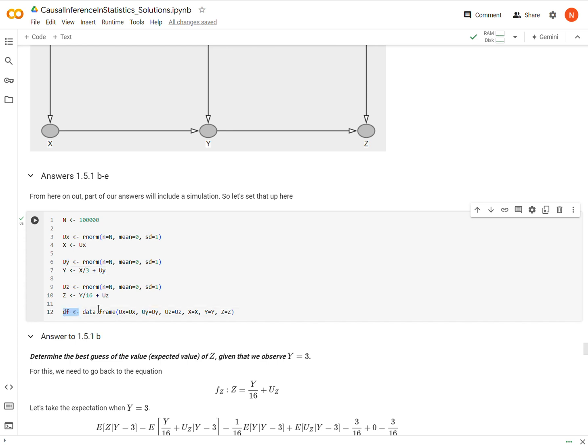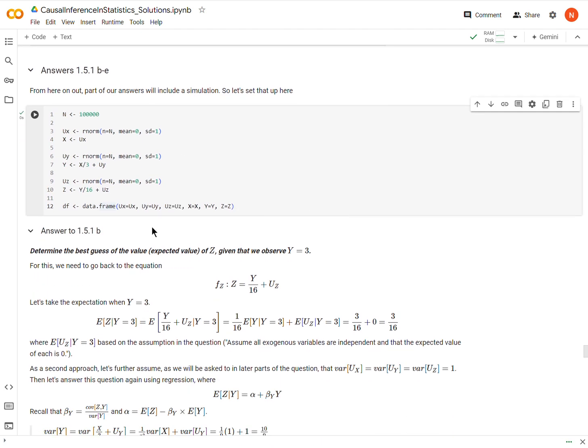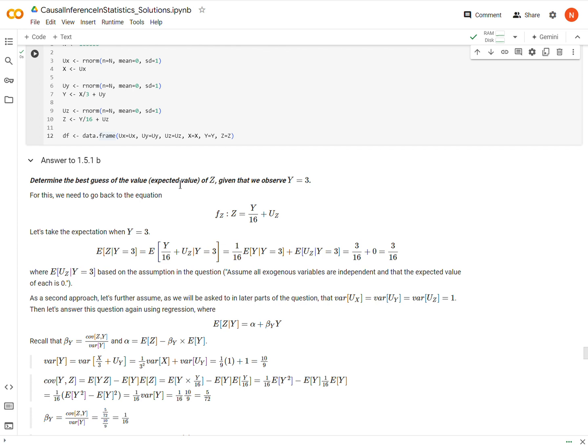I put it into a data frame here if that's easier for you, but I don't think I actually ever used a data frame. So the first one is we want to determine the expected value for z, given that we observe that y equals 3. For this, we want to find the function of z, reproduced right here, and we see that it's y over 16 plus u_z. For each of these, we're going to solve it both by using linear expectations as well as linear regression. So let's start with the linear expectation.